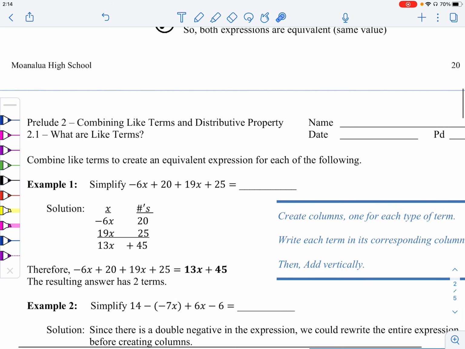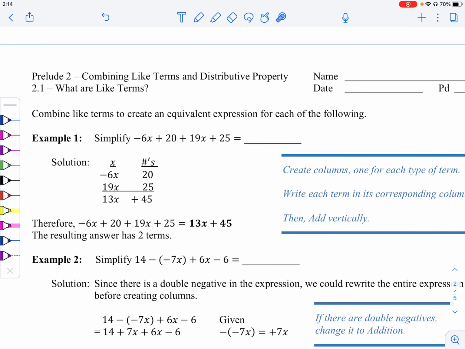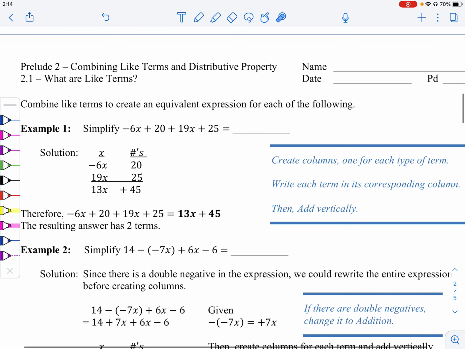Okay. So for this class, what we're going to do, we're going to create columns to help us organize it. And this is the reason why: when we get later on, and we get higher variables like x squared or those type of things, it'll be easier to organize. So we're going to organize our terms in columns. Like this one, we have an x column, and we have a numbers column, all the numbers, right?